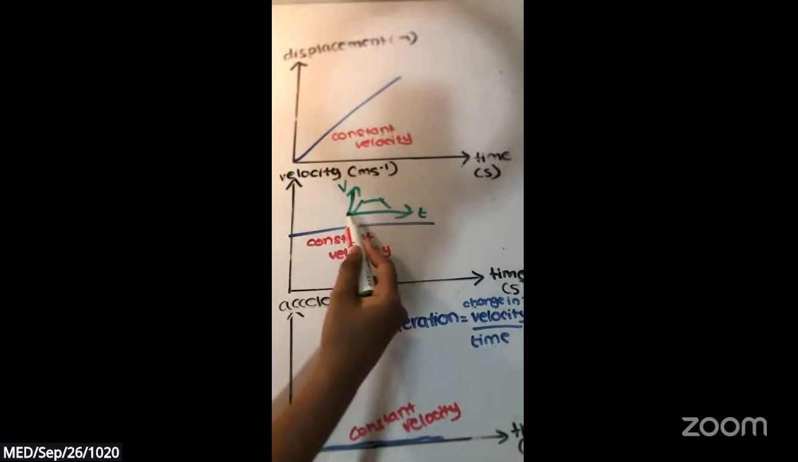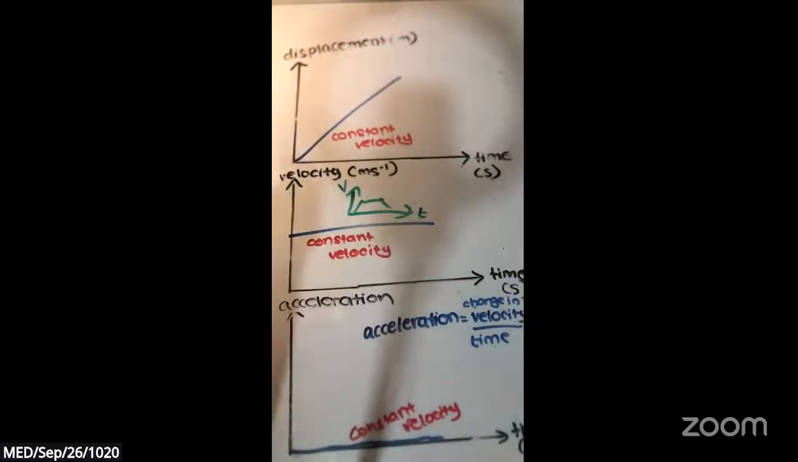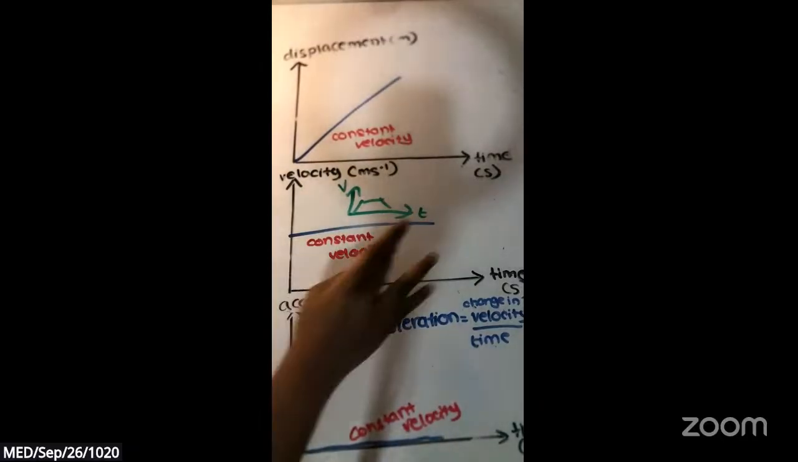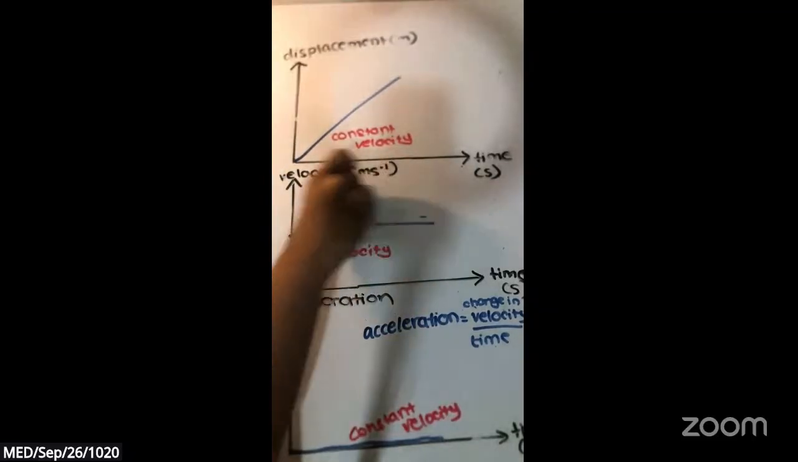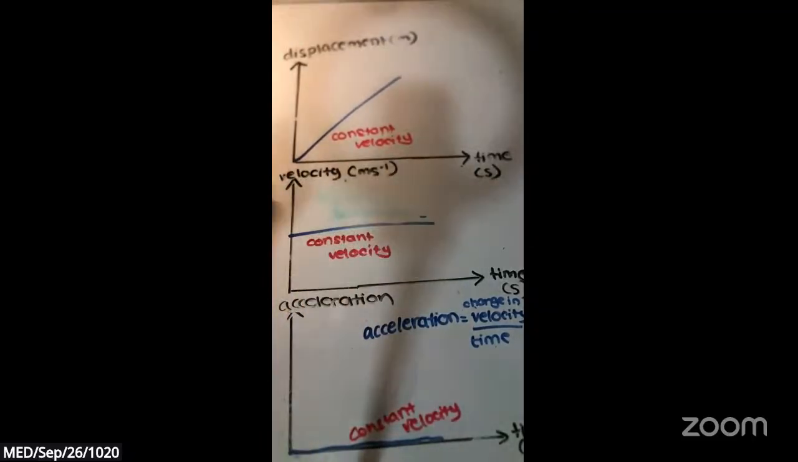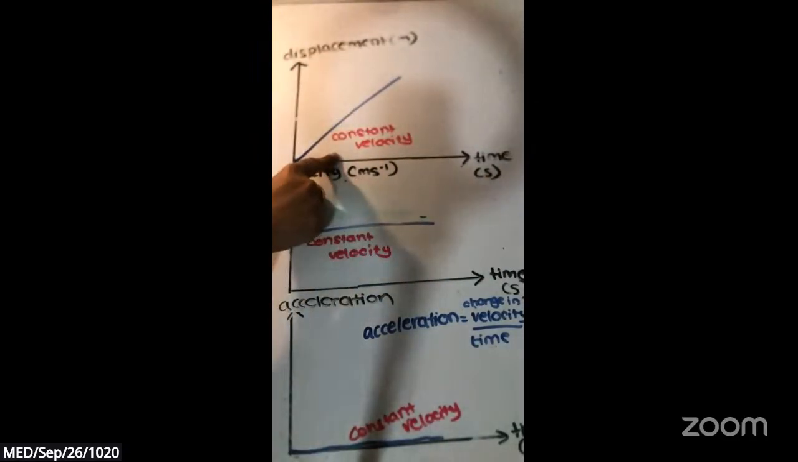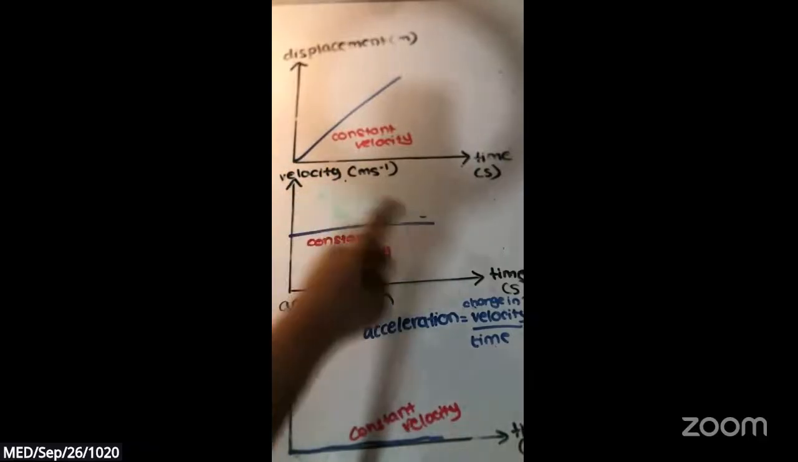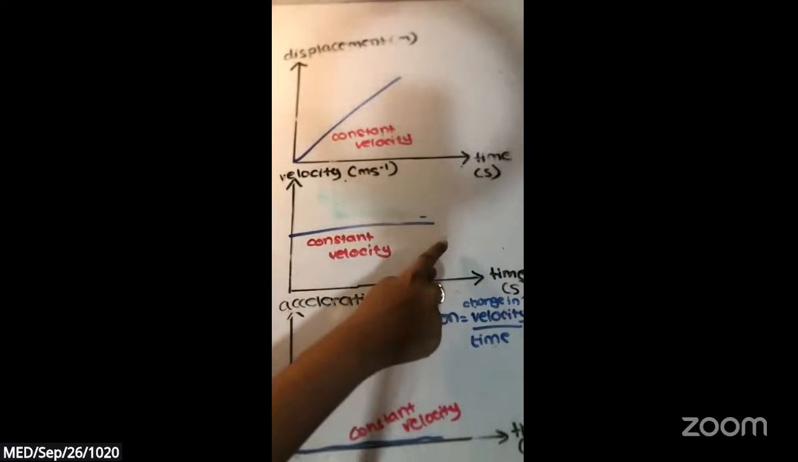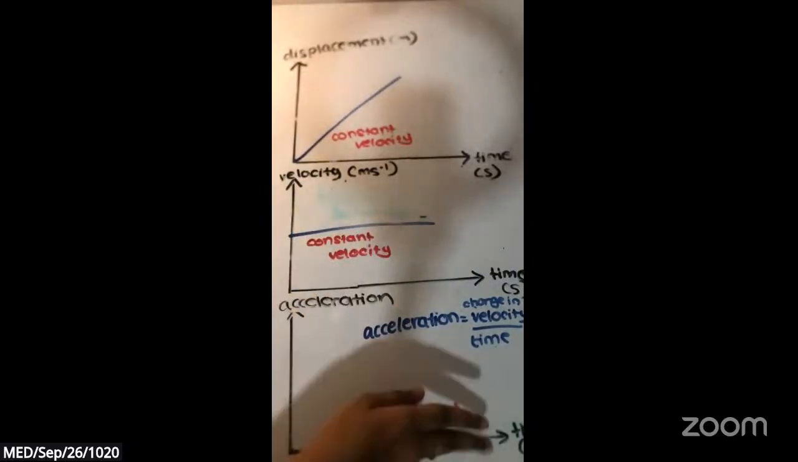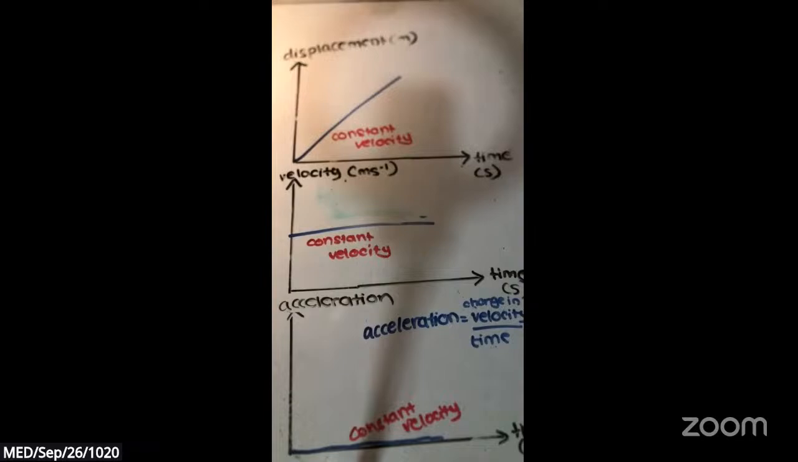You get confused: what is the difference, what is this, what is that? That's usually your only problem in this lesson, so I'm clarifying it in a summarized version. In a displacement time graph, an upward slope is a constant velocity. In a velocity time graph, the constant velocity goes like this. In an acceleration time graph, constant velocity goes like this.